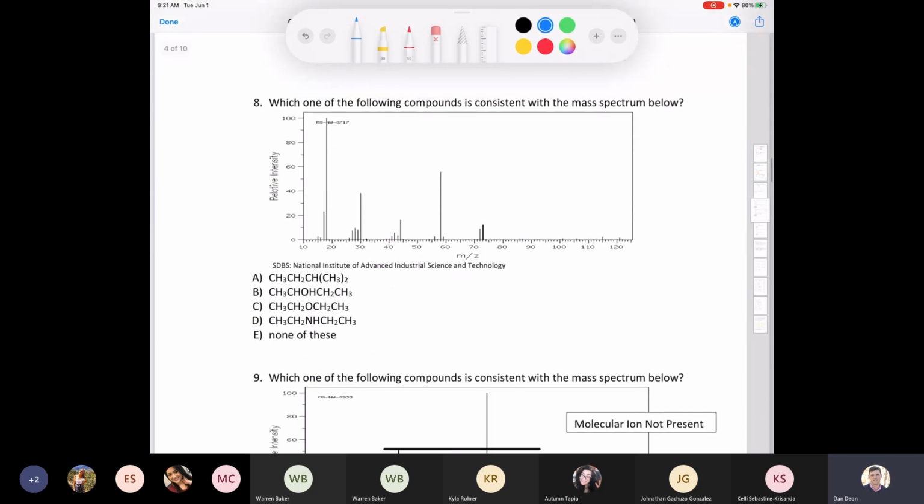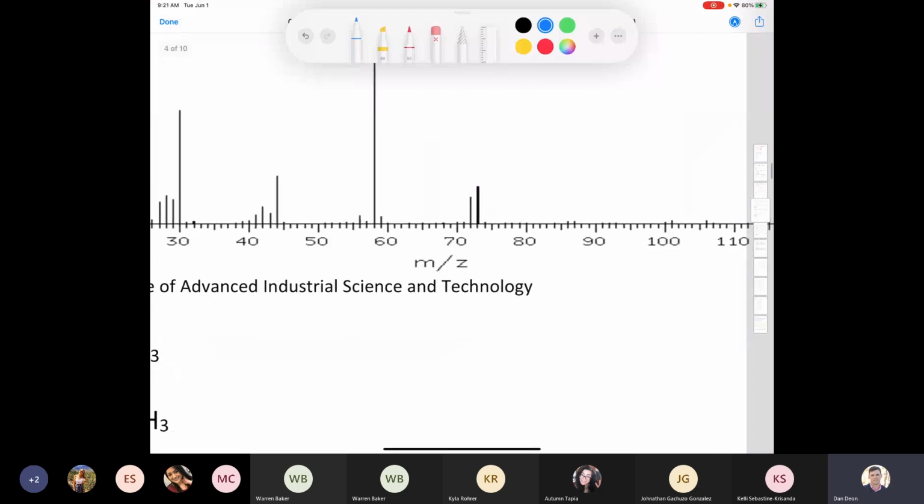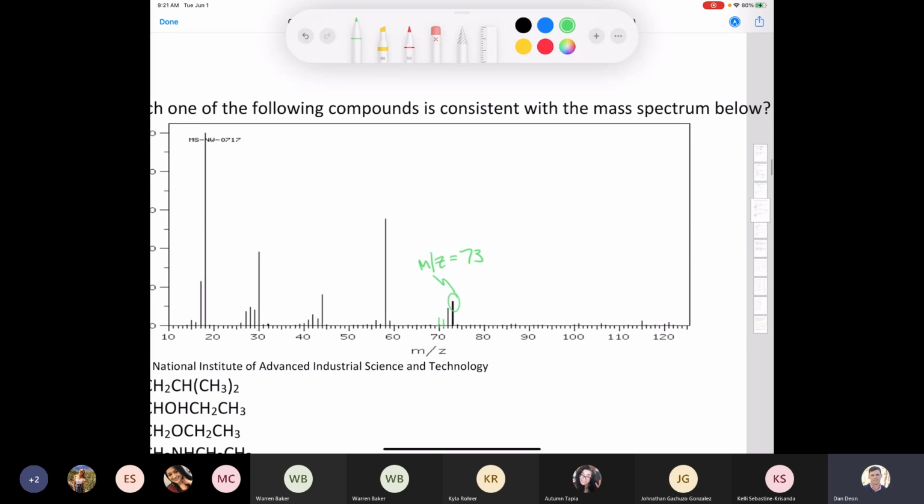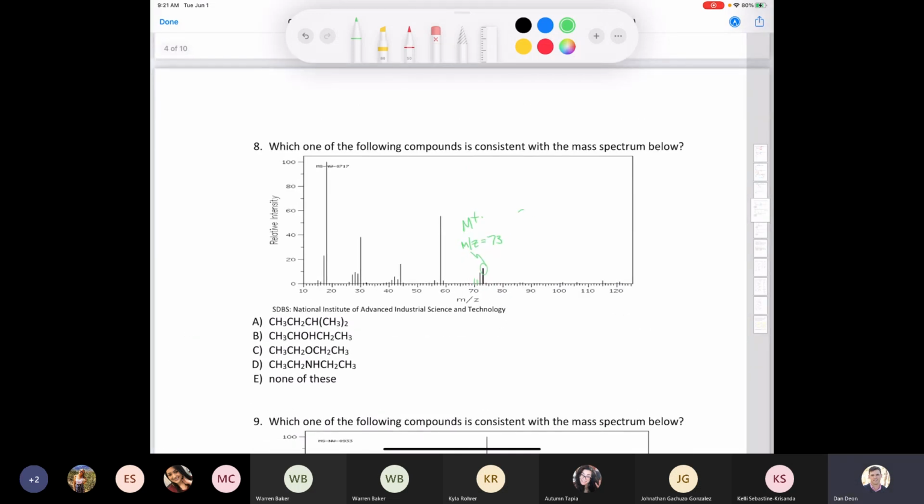Moving on, it says, which of the following compounds is consistent with the mass spectrum below? This is where it helps to have the zoom tool, since my eyeballs don't work that well anymore. If we go from 70 to 71 to 72, 73, here we have a mass over charge equal to 73, and this is our molecular ion. It's got an odd mass.